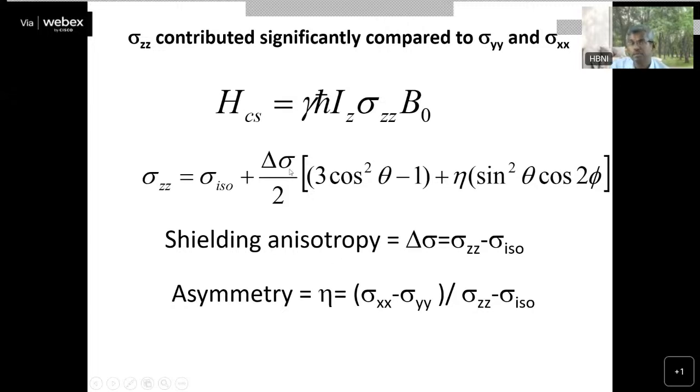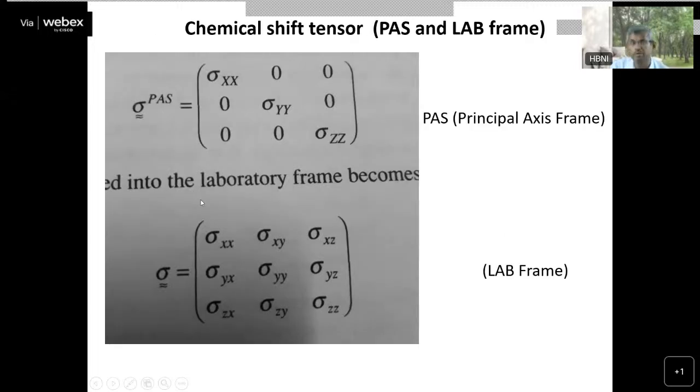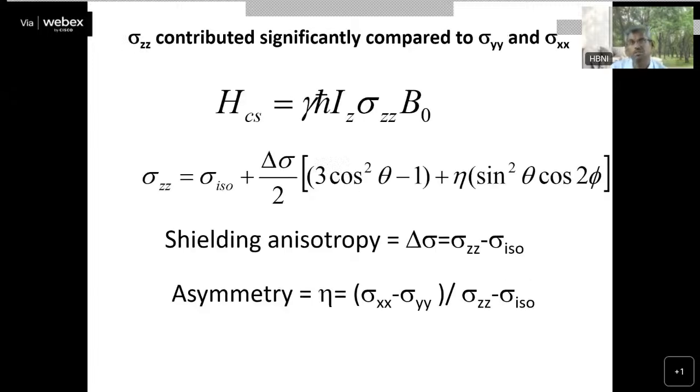There is a parameter called sigma isotropic, which is nothing but one-third of sigma xx plus sigma yy plus sigma zz. That is called the isotropic chemical shift, or isotropic chemical shift tensor, or isotropic chemical shielding, etc. These all relate to the same parameter. So sigma zz, along the z axis, is given by sigma iso plus delta sigma. Delta sigma is nothing but sigma zz minus sigma isotropic.